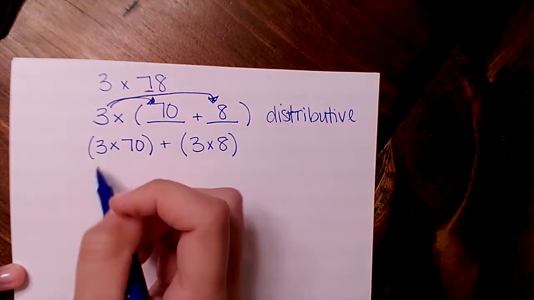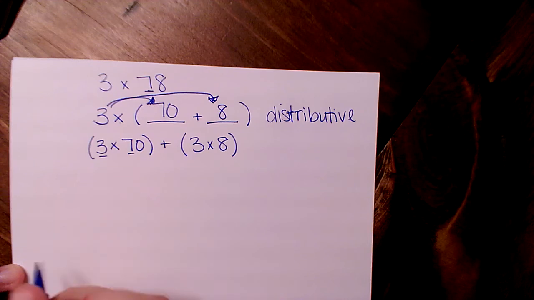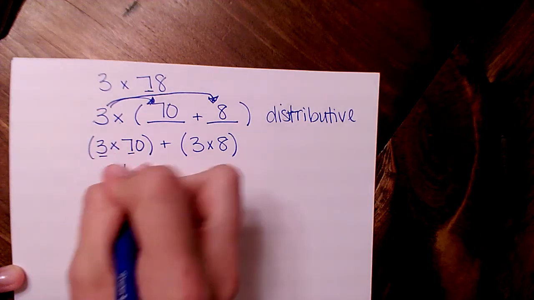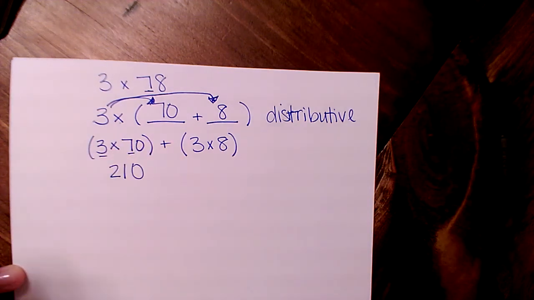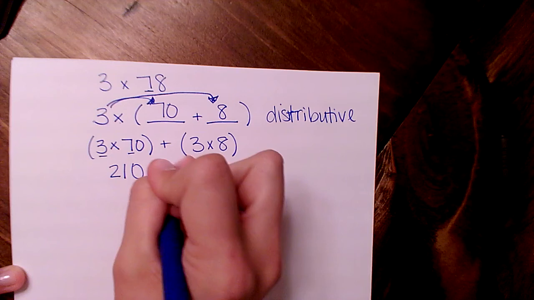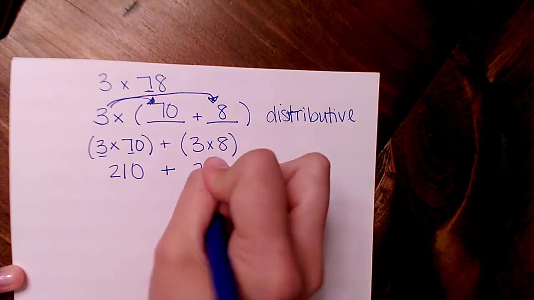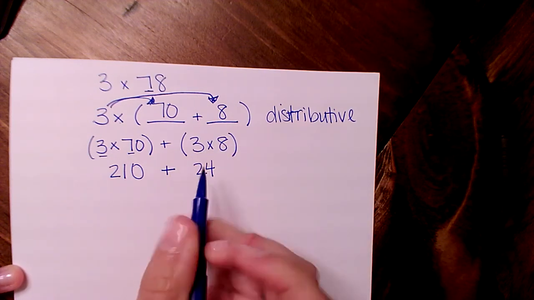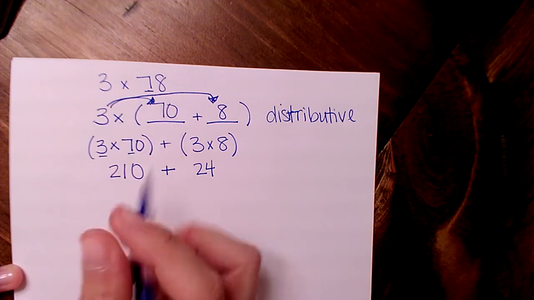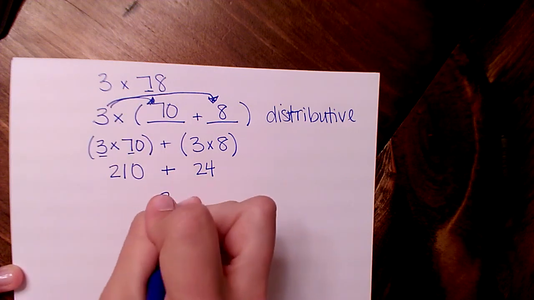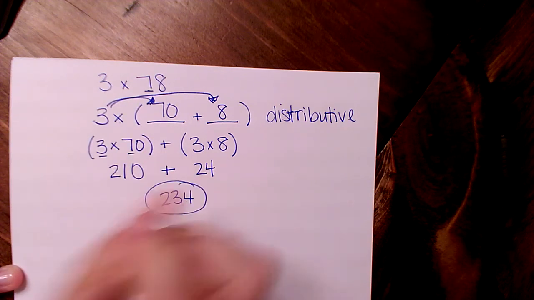Now, this becomes really easy to do in my head because 3 times 7 is a basic math fact. So that equals 21. And then since I have 1 zero, I bring that down. And then I'm going to put the plus sign, and 3 times 8 is a basic math fact, and that is 24. 210 plus 24 is a lot easier to do in my head than 3 times 78. So this gives me 234.